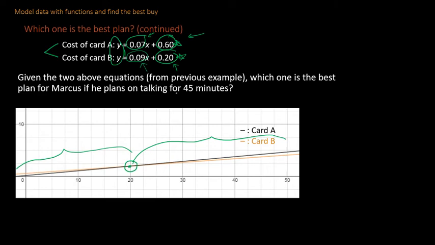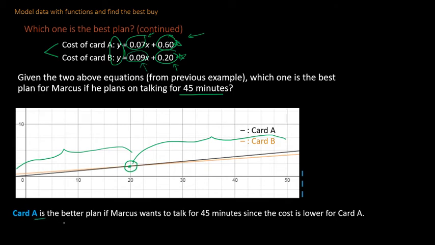So in this question I asked, so what if he planned on talking for 45 minutes? And again, you can see that card A would be the better plan in that case. I'm sorry, that's incorrect. Card B would be the lower at 45 minutes. Card B would make more sense because the cost, the Y value, is lower. So this should be card B.